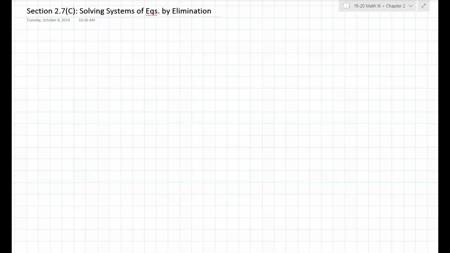Okay, so remember with substitution, I said step one, get two equations. Step two, put them side by side. Here, we don't want to do that. Okay, so let's go over a how-to. So, how to solve by elimination.